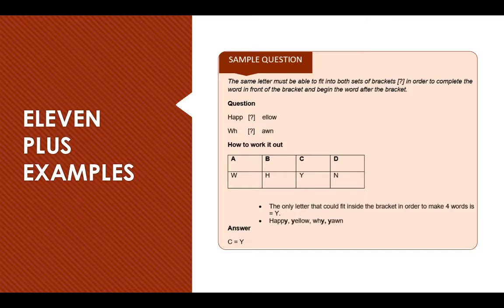So let's take a look at a verbal example. Okay, so as you can see here, we have a few words, but obviously there's a missing letter. So the question is, the same letter must be able to fit in both sets of brackets in order to complete the word in front of the bracket and begin the word after the bracket. So you need to find a letter that will end these two words and begin these two words. So the only letter that could fit inside the bracket in order to make 4 words is Y. So your answer is answer option C. And this would make the words happy, yellow, Y and yawn.